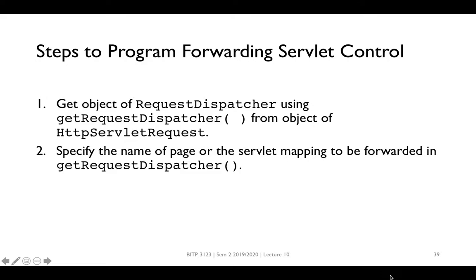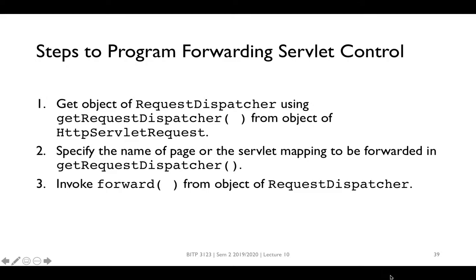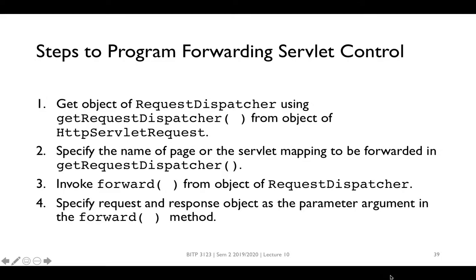This is where the servlet goes when the execution of the business process ends. Then, in the third step, we invoke the forward method using the object of RequestDispatcher. In the final step, we specify request and response objects as parameter arguments in the forward method. In the next slide, we will have a look at the implementation of these steps.